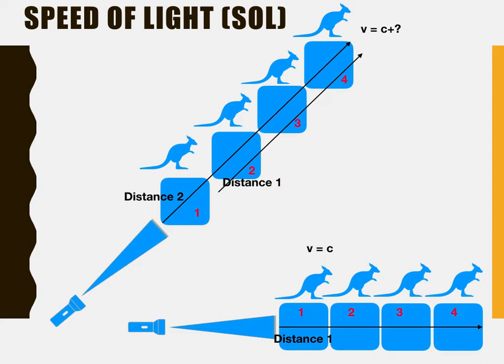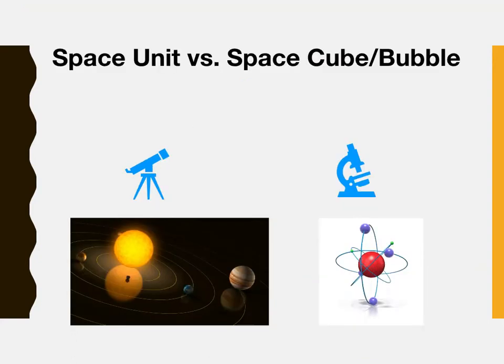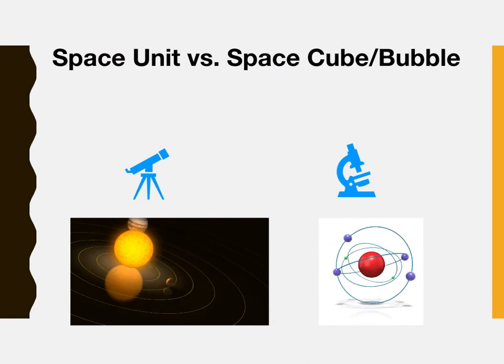Have a look at the drawing at the bottom. A photon travels through 4 space cubes transversely from left to right, and it covers the distance 1. The photon 2 travels obliquely through space cubes 1 to 4. You can see the drawing up left. And it covers distance 2, which is obviously longer than distance 1. Does that mean photon 2 is faster than photon 1? Of course not. Have a look at the drawings at the bottom.